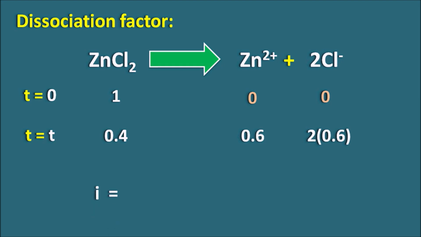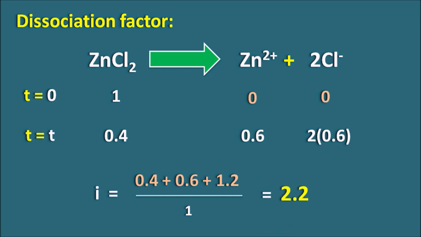Now what is the dissociation factor i? Now i is equal to 0.4 plus 0.6 plus 2 into 0.6, which becomes 1.2, divided by 1, which is nothing but 2.2. And here you can observe that the formula 1 plus alpha is not valid. This electrolyte on dissociation gives 1 cation but 2 anions. So according to the number of ions produced, the formula will change.